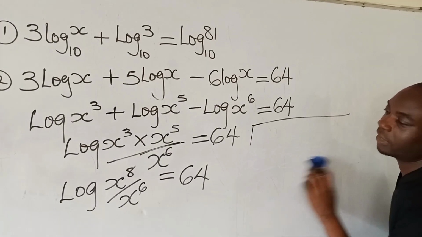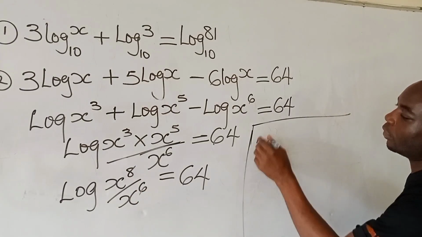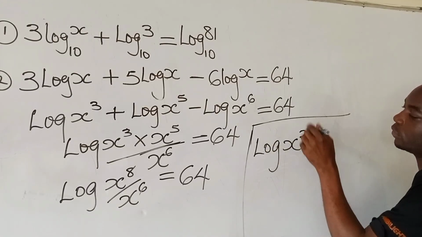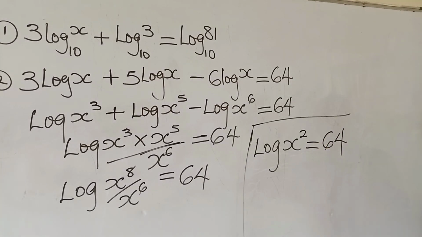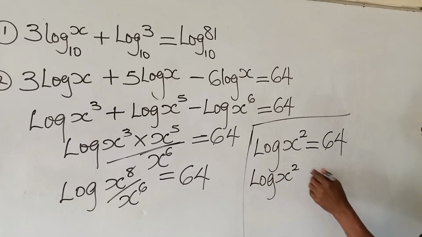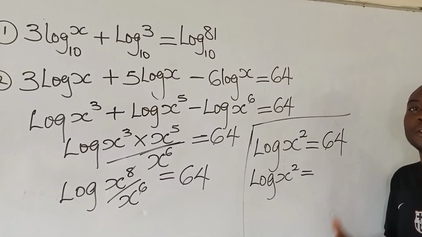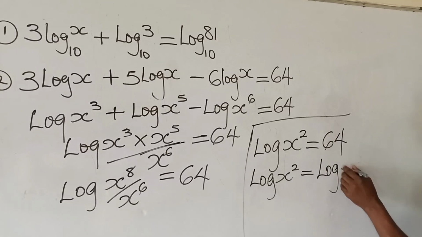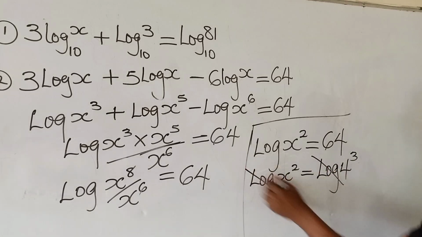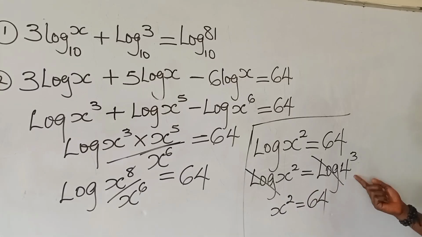So I can write this as log x raised to the power 2 by cancelling out the x's. And that's equal to 64. Good. So now we have log x raised to the power 2 is equal to, now we ask ourselves, what number multiplies itself a couple of times to give us 64? 4 times 4 is 16, times 4 is 64. So we can have log 4 raised to the power of 3. Are we together? So this can cancel this. So I'm left with x raised to the power 2, and that's equal to 64, which is the same thing as 4 raised to the power 3.